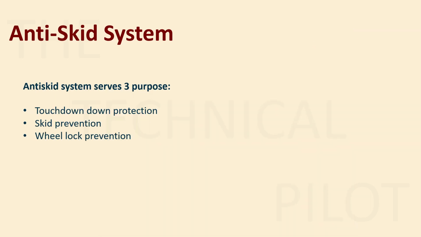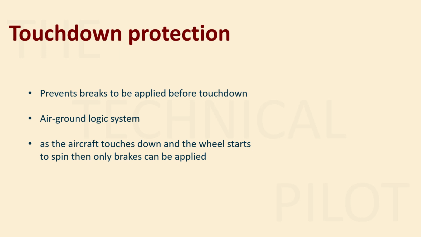The anti-skid system not only prevents skids; it serves two more purposes. So the anti-skid system serves three purposes. The first one is touchdown protection. Second is skid prevention that we saw. The third is wheel lock prevention. All right, we'll go one by one. The first one, touchdown protection.